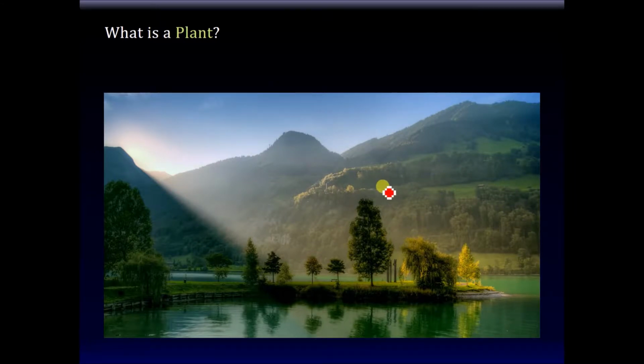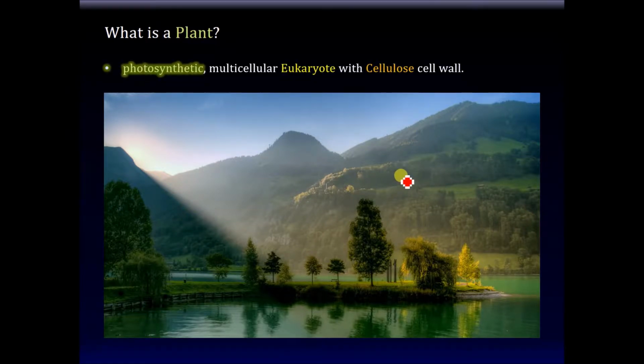So the first thing we have to do is define what a plant is. As you can see in this beautiful verdant picture, the predominant feature of plants is that they are photosynthetic. That's what most people appreciate about plants. Plants are photosynthetic, multicellular eukaryotes. Now, there are some algae that are photosynthetic, and some bacteria that are photosynthetic, but plants are photosynthetic, multicellular eukaryotes. And they have a cellulose cell wall. That's something very particular to plants.